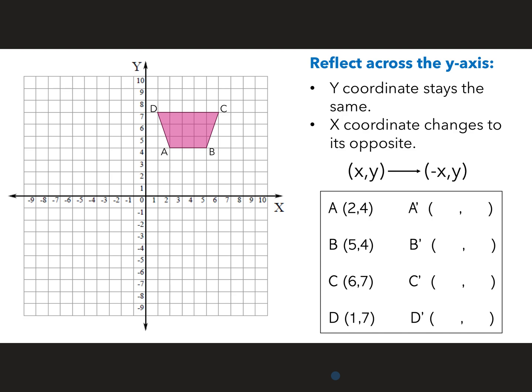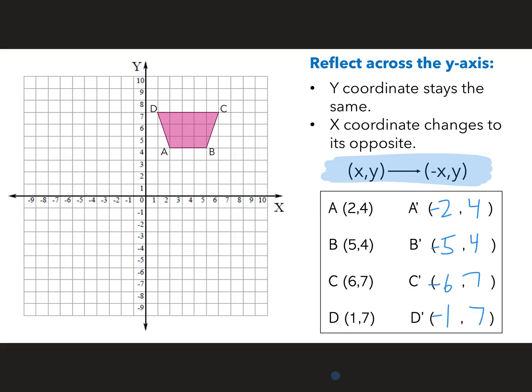Okay, let's do the opposite. It says reflect across the y-axis. So the y-coordinate stays the same, the x-coordinate changes to its opposite. So here's a shortcut way of saying what I just wrote there. The x is going to change to its opposite, and the y is going to stay the same. So let's do the y first, because that's easy. It's going to stay the same. So that's a 4, a 7, and a 7. And then the x values are going to just change to their opposite. So that'll be a negative 2, negative 5, negative 6, and negative 1.